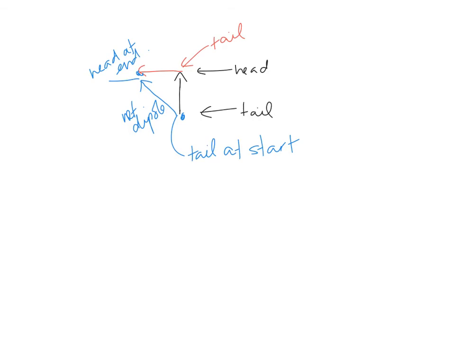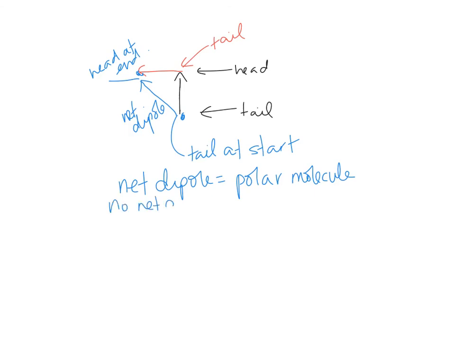If you end up with a net dipole, you are a polar molecule. If you have no net dipole, you are a non-polar molecule. So you have to pay attention here because you can have polar covalent bonds and be nonpolar because you don't end up with a net dipole.